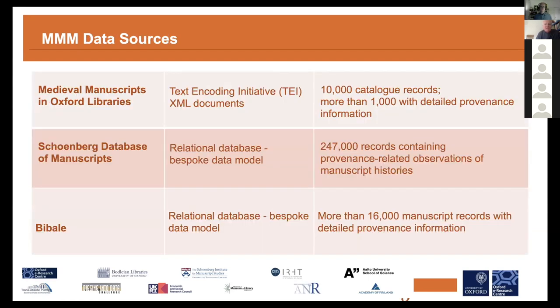Okay, next slide, thank you. Now the project combined data from these three sources. So the Oxford catalogue contains more than 10,000 manuscript descriptions of manuscripts in Oxford libraries. And it uses documents encoded in TEI XML. The Schoenberg database is a relational database. It has more than 247,000 entries from sales catalogues and auction catalogues for manuscripts. And the Bibale database, also a relational database, has provenance information for more than 16,000 manuscripts. And all three sources have quite different data models and structures and interfaces, even though they all focus on the same thing, the history of medieval and Renaissance manuscripts.